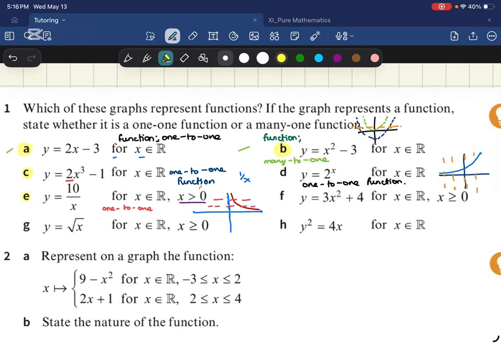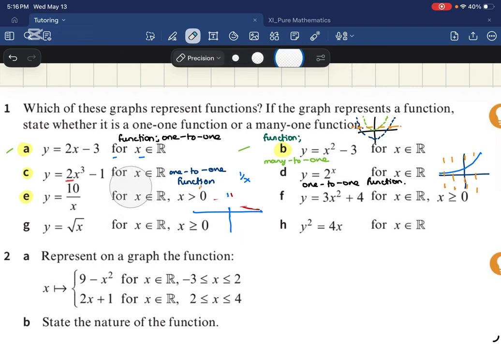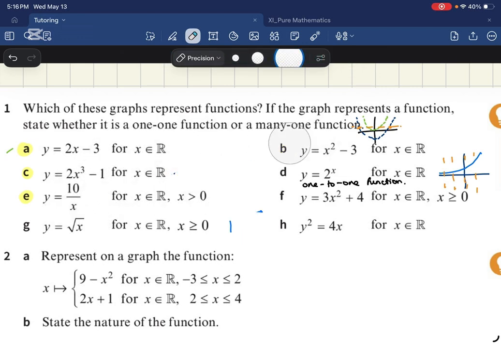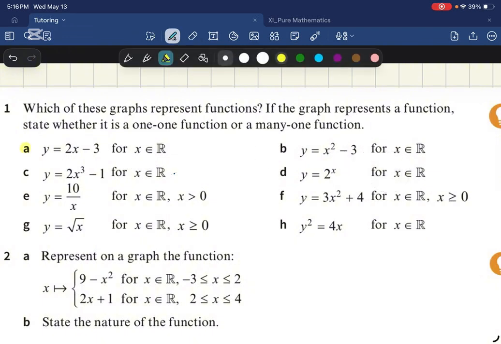So we are done with E. And let's look at, let me erase. So we have discussed A through E. So A was a one-to-one, B was many-to-one, C was one-to-one, D was one-to-one, E was one-to-one, right?